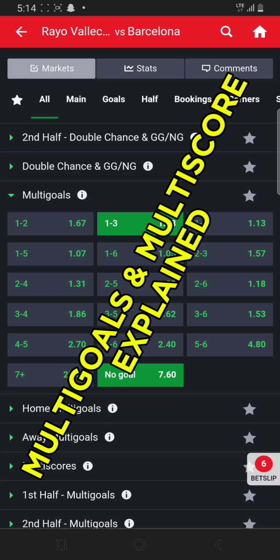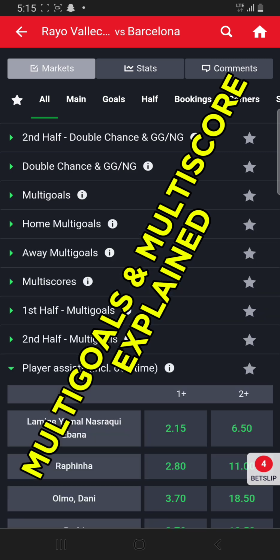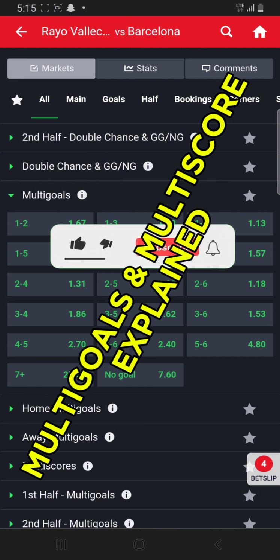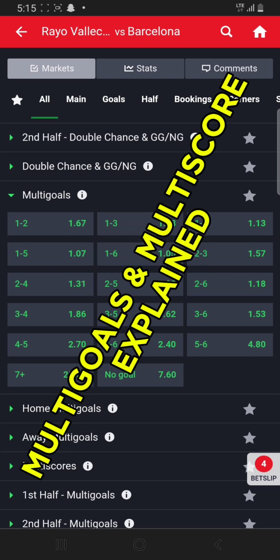Your options vary. You have 1 to 4 goals, 2 to 3 goals, 1 to 6 goals, 2 to 5 goals. Another thing you need to know is that multi-goals come in various options. We have multi-goals for goals scored by both teams, team A and team B, playing against each other in a regular 90-minute football match. You can predict the number of goals that is going to come in that match.